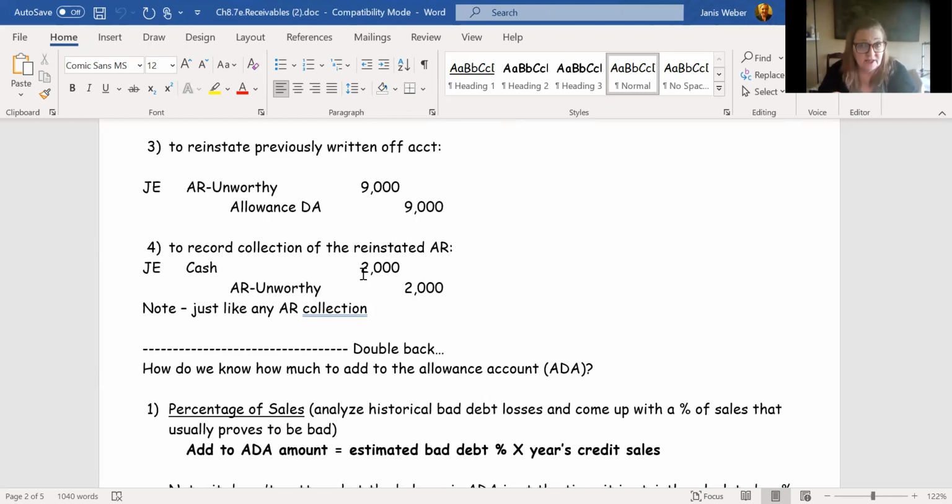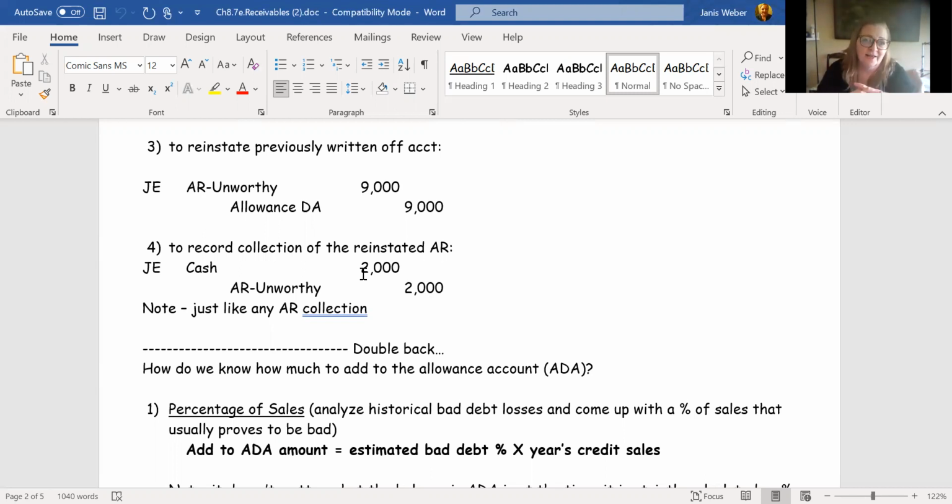So you would debit the accounts receivable, their account, for $9,000. I named them the unworthy company. And then you would credit allowance, because you're just reversing your write-off. And then you would post the payment they made, and so if they brought you $90, you would debit cash $90 and credit accounts receivable, unworthy company, for $90.